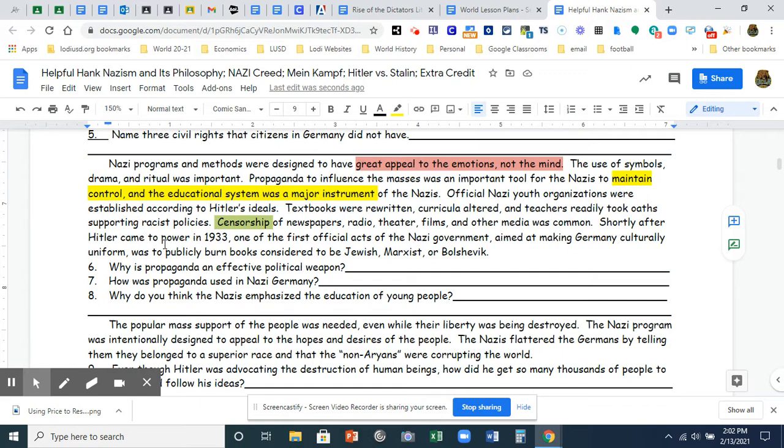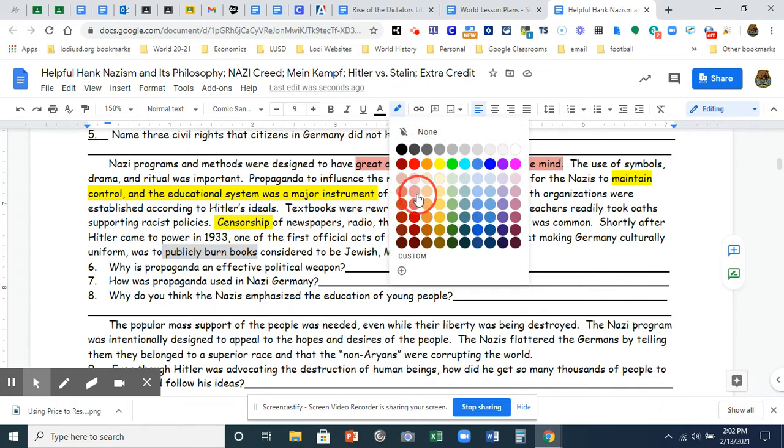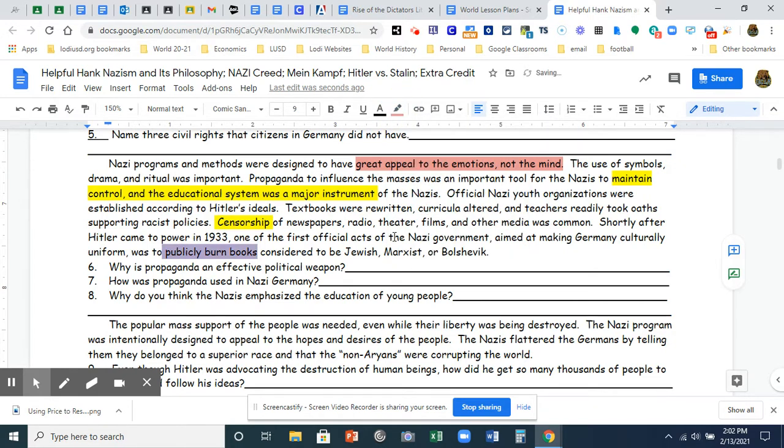Shortly after Hitler came to power in 1933, one of the first official acts of the Nazi government aimed at making Germany culturally uniform was to publicly burn books considered to be Jewish, Marxist, or Bolshevik. In my book, as someone who loves to learn new things, and loves books, there's nothing more pathetic than a book burner. Because when you're a book burner, you're not willing to discuss ideas. You're showing that you're afraid of ideas. And truly, that is pathetic.